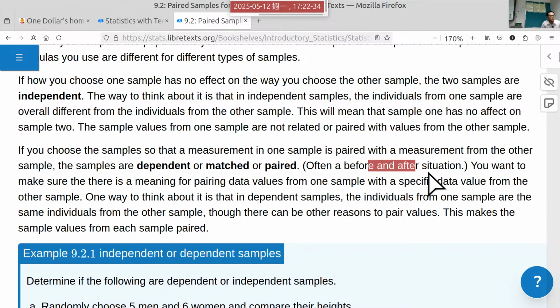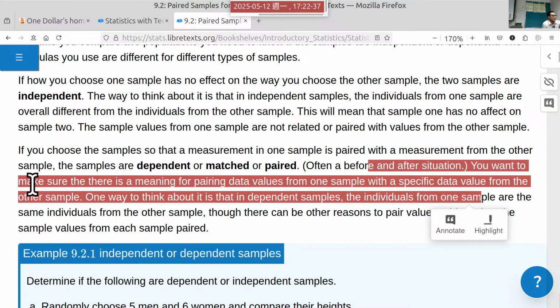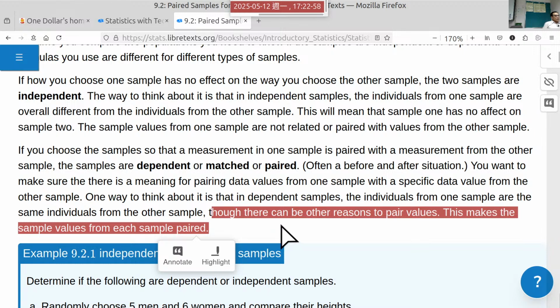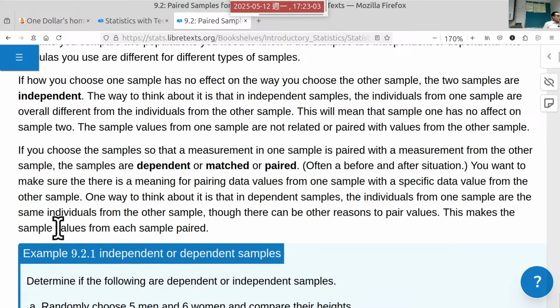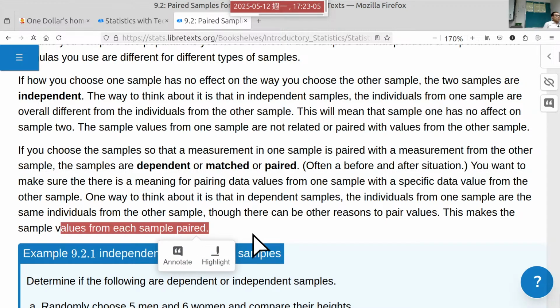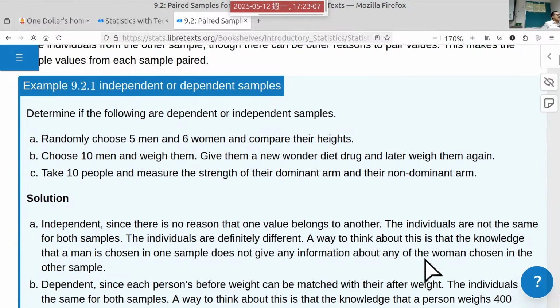And here, often in a before and after situation, you want to make sure that there is a paired data value from one sample with a specific data value from the other sample. One way to think about it is that, unlike independent samples, the individuals from one sample are the same individuals from the other sample. Though there can be another reason for paired values that makes the values from each sample paired. Okay. Here is an example.